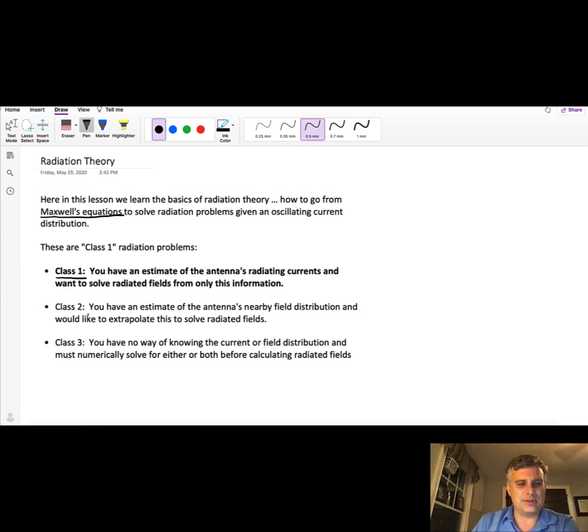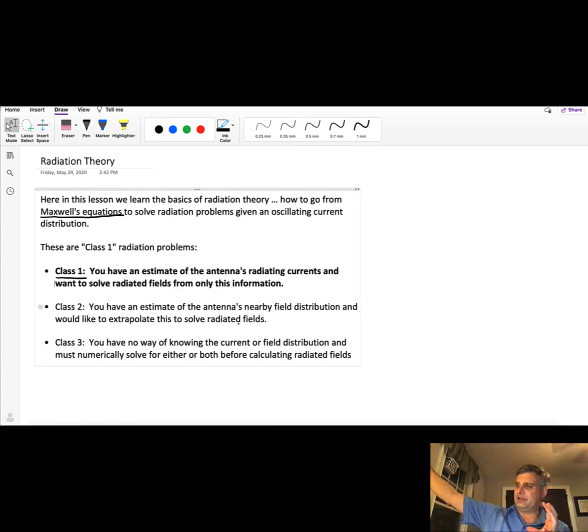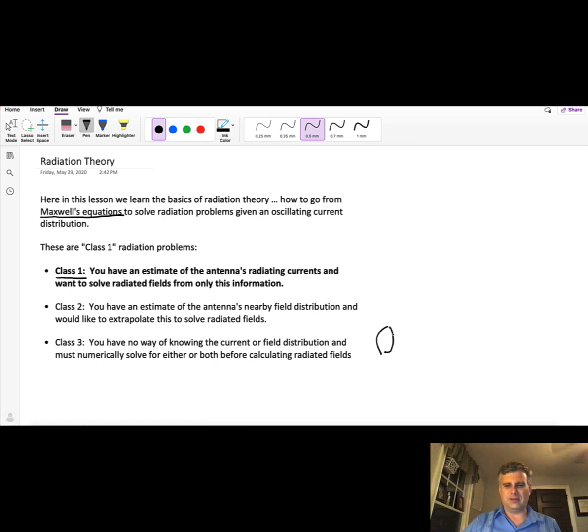The other two class problems that we study in this class, the class 2 problems, are instead of having an estimate of the antenna's radiating currents, there's a certain class of antennas that you can estimate the nearby field distribution and use a sort of Huygens principles approach to project the field into the far field and figure out how the structure radiates. And the class 3 problem, of course, is you have to punt the football because there's no way to analytically solve it.